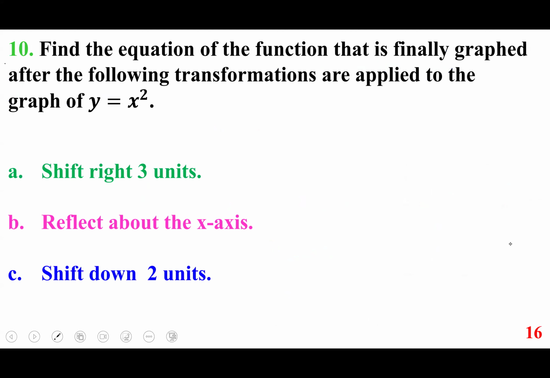All right. We want to find the equation of a function that is finally graphed after the following transformations are applied to the function y equals x squared. So we start with this, which is a parabola that opens up. Now we want to shift it to the right by 3 units. So that means, let's call it f of x, f of x equals x minus 3 quantity squared.